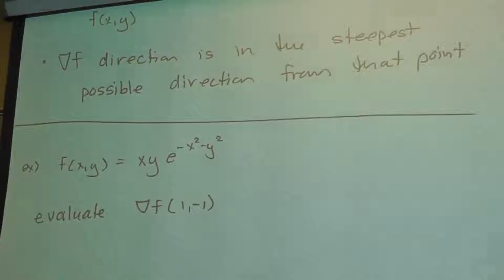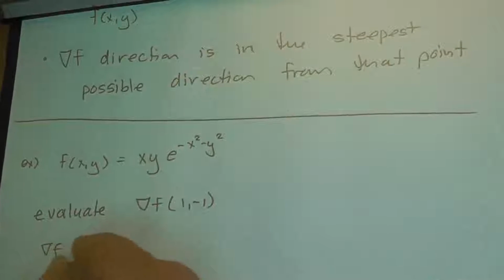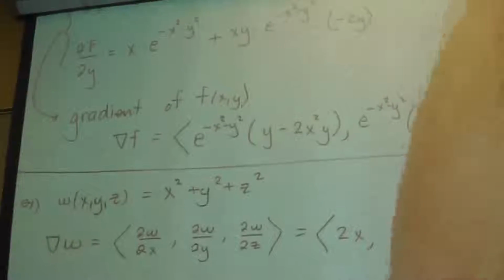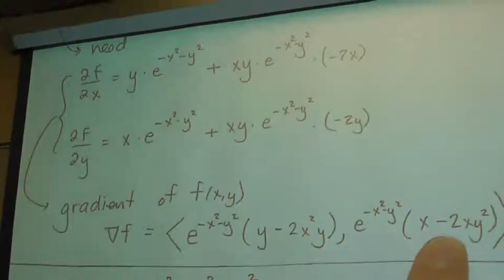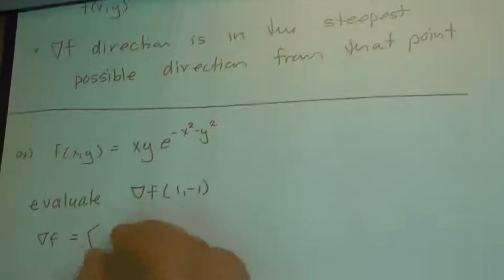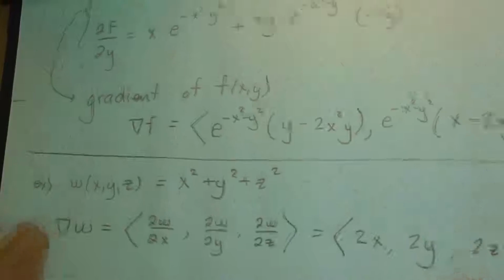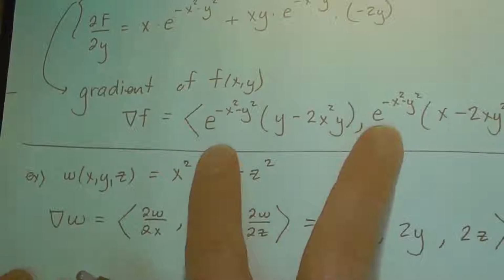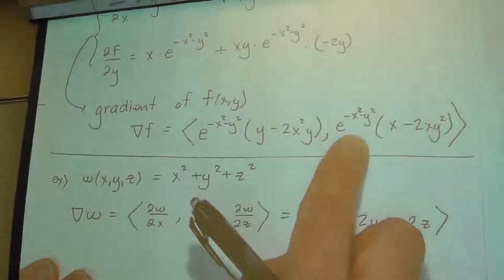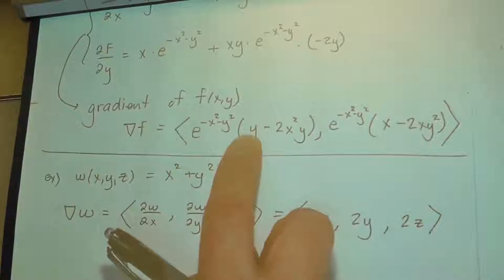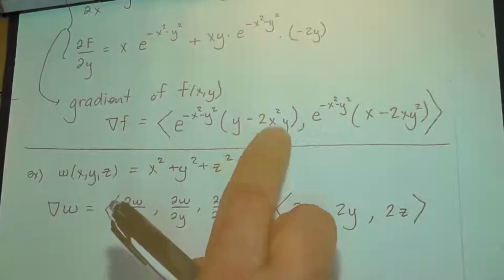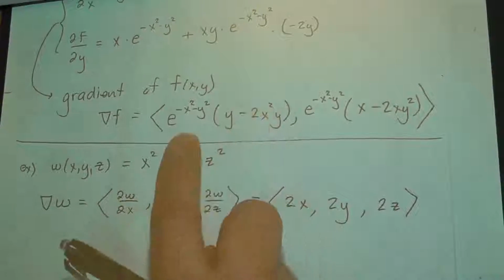Our gradient function, on the previous page, was this guy right here. So if I evaluate that for x equals 1 and y equals negative 1, the e is going to be the same in both components. If I plug in 1 and negative 1, that's going to be e to the negative 2 for both of those. This will be negative 1 minus 2 times negative 1, so negative 1 plus 2. So that should be positive e to the negative 2.